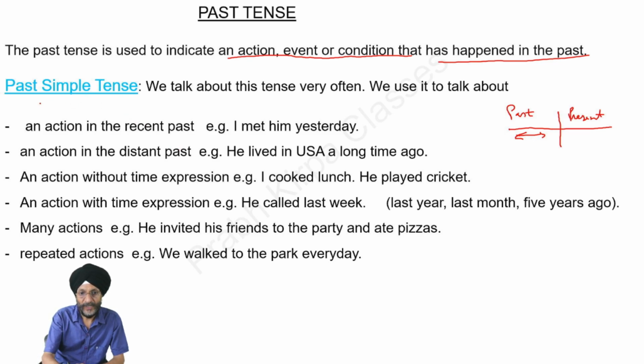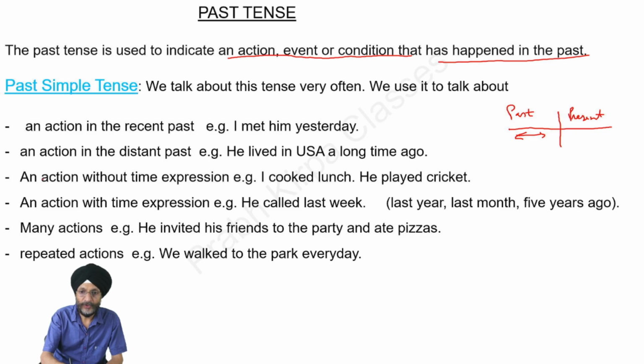Now we talk about the first type of past tense, that is past simple tense. We talk about this tense very often. We use it to talk about an action in the recent past. For example, I met him yesterday. Further, we can also use this tense to talk about an action in the distant past. For example, he lived in USA a long time ago.